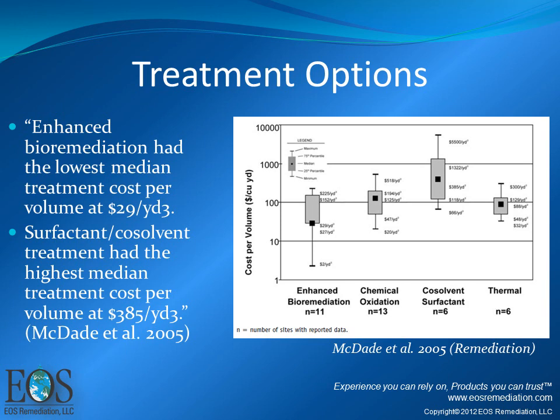Taking a look at the cost effectiveness compared to performance, this is a study by McDade et al. 2005 where he compared 36 different sites and normalized them based on performance. You can see that enhanced bioremediation is about $30 per cubic yard by volume, so it's a cost-effective remedial technology.